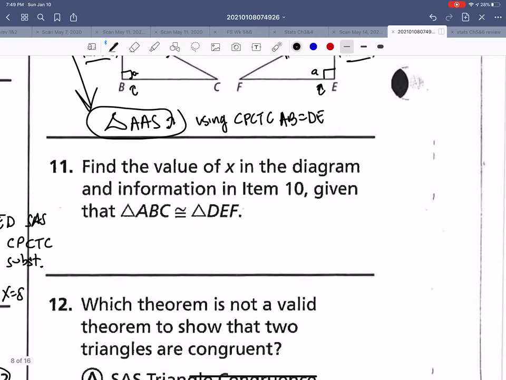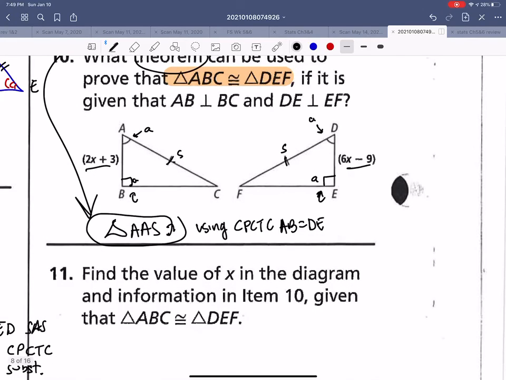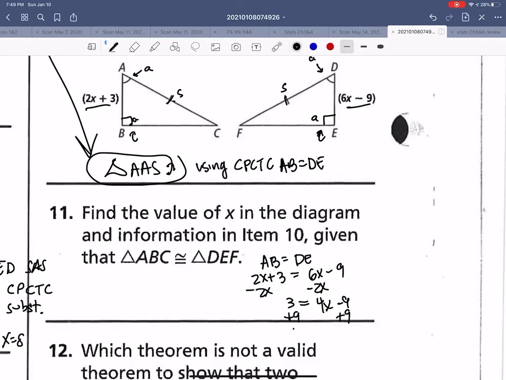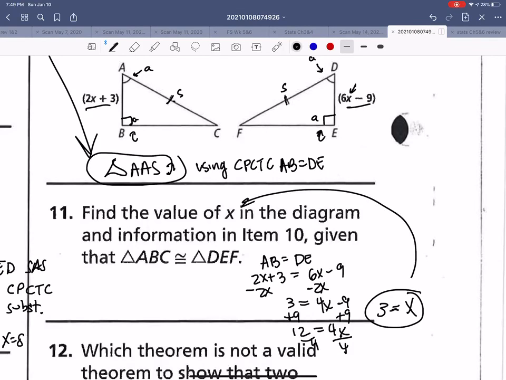All right, 11. Find the value of X in the diagram and information in item 10. Oh, okay. So let's keep going. We're going to set these equal to each other. So AB is equal to DE, so I can say 2x plus 3 is equal to 6x minus 9. Right? And add 9. So I get 3. What's x? It's 3. Now we can plug this back in, right? So 6 plus 3 is 9. This would be 18 minus 9 is 9. So 9 is equal to 9.